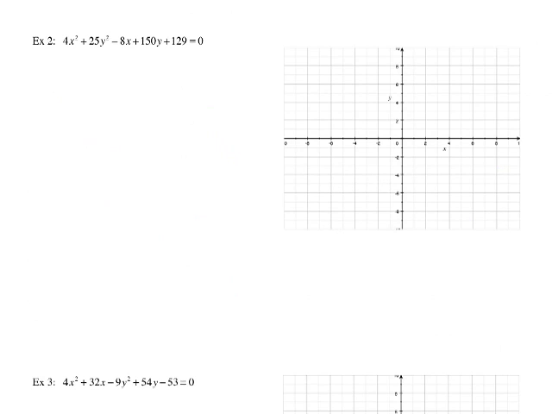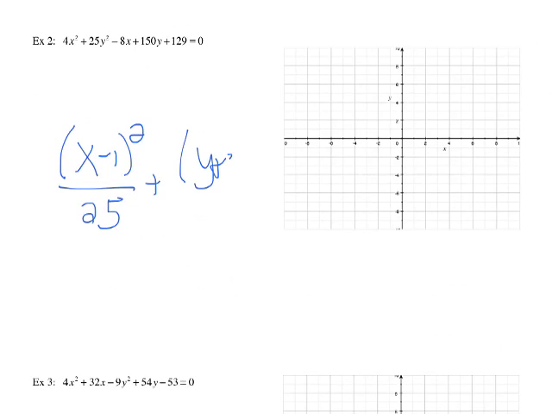So on this one, I'm going to let you go ahead and do this one on your own, fill in the blank, and then actually solve this problem. Then turn off the recording and work on that. This is an ellipse. I'm just going to give you the final answer for the ellipse. Your final equation should be x minus 1 squared over 25 plus y plus 3 squared over 4 equals 1.